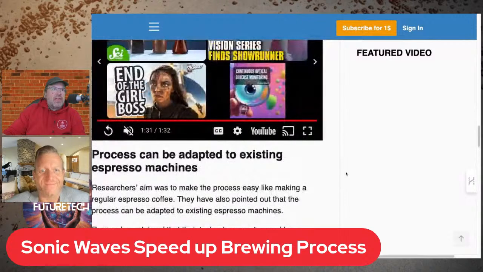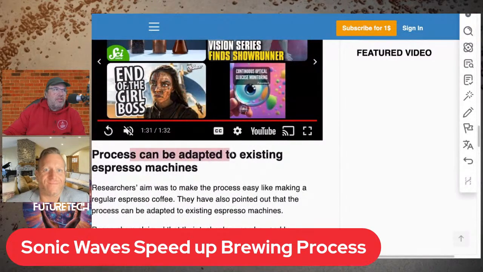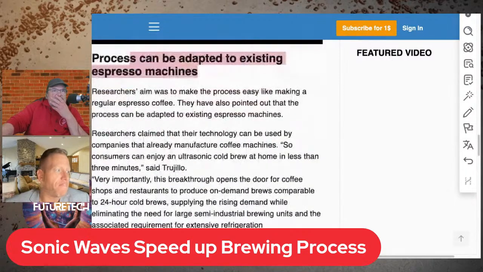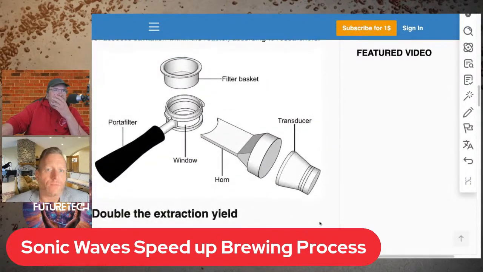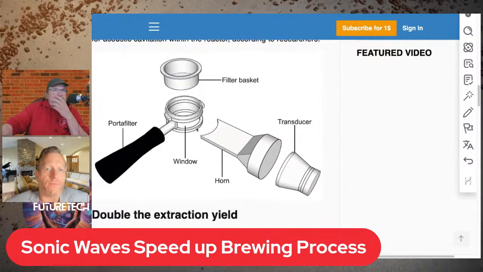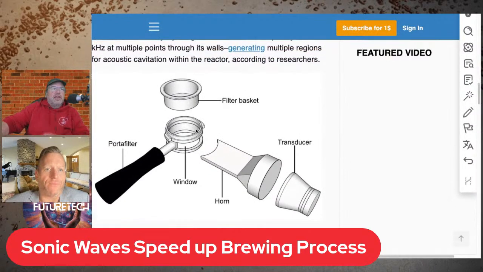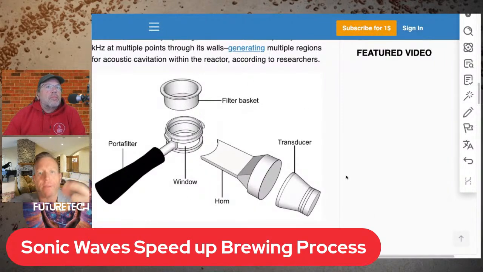And it says here that it can be adapted to existing espresso machines, which is nice because maybe you just replace that stamper. Is that what you call it? The portafilter. Oh, it's a portafilter. Okay. The stamper is the tamper. I think you would have to get a new portafilter with the horn and transducer. Yeah, where you're seeing there now. So the filter basket.